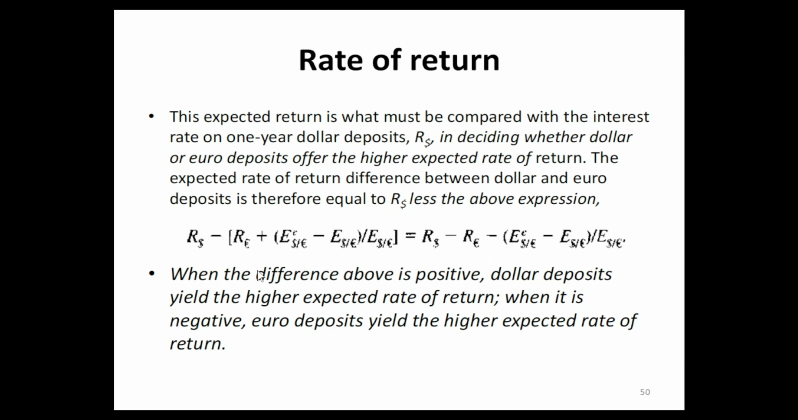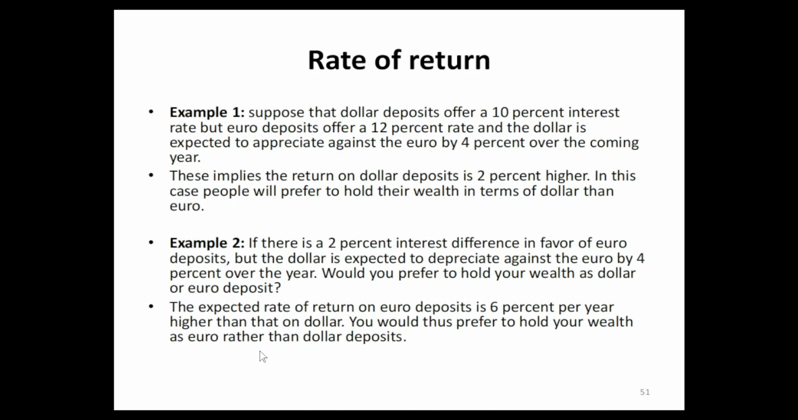So when the difference above is positive, the dollar deposit has the higher expected rate of return. When it is negative, the euro deposit has the higher expected rate of return. So now let's look at examples.